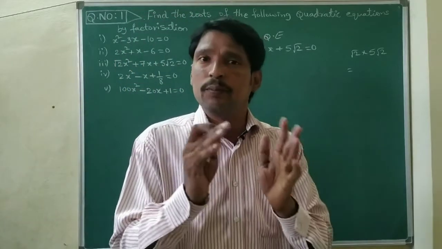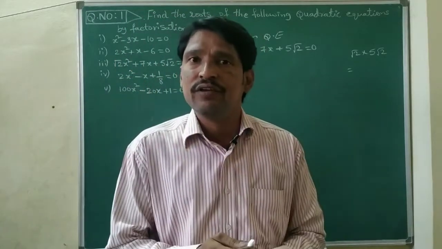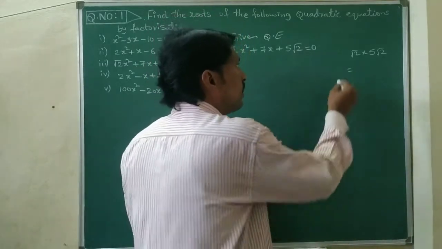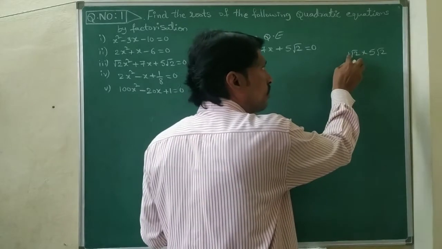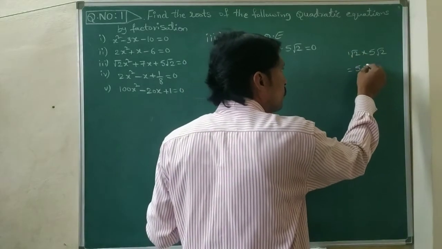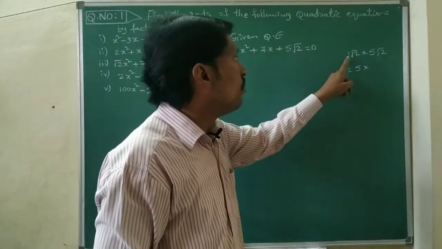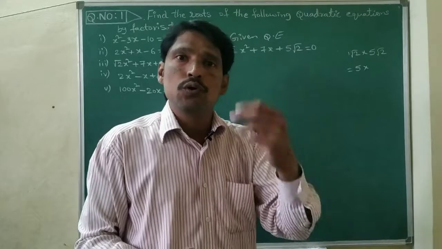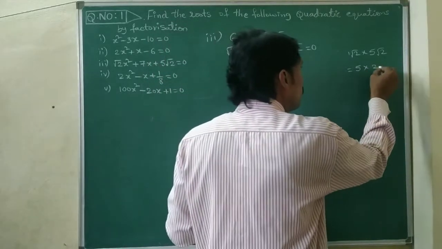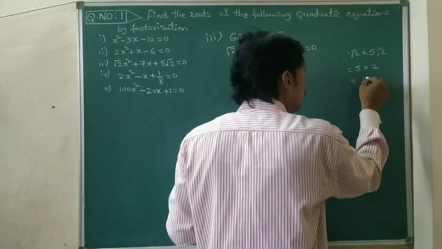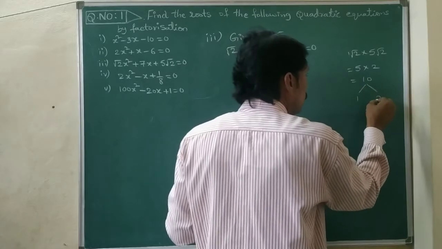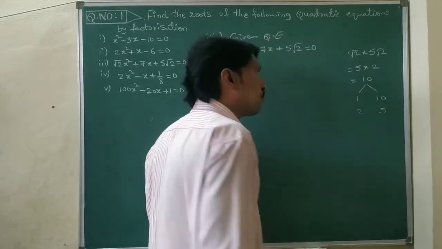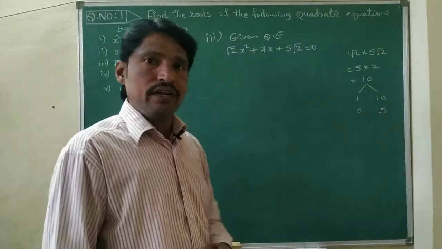While multiplying, rational with rational we multiply, and irrational with irrational we multiply. So here there is no rational number, so take 1. 1 into 5, 5. Rational with rational I multiplied. Now irrational with irrational: root 2 into root 2, that is 2. So 5 2s are 10. 10, how many ways can we write? 1 10s are 10, 2 5s are 10. So here only 2 types we need to write.